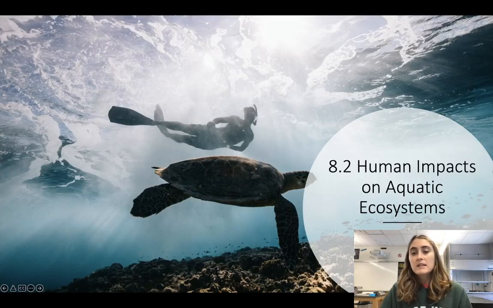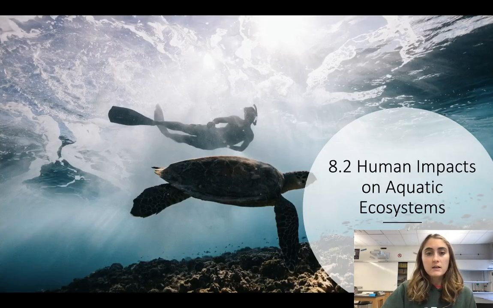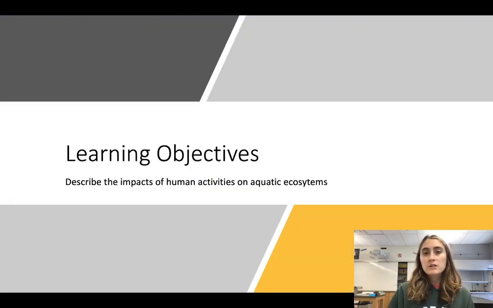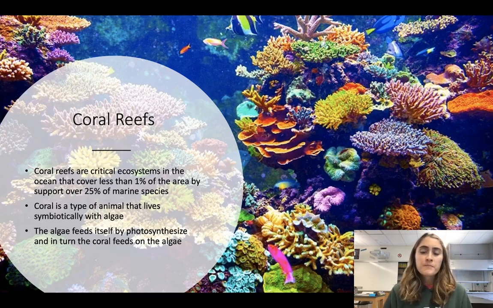Hi, welcome back. This is 8.2, Human Impacts on Aquatic Ecosystems. So our learning objectives for today are to describe the impacts of human activities on aquatic ecosystems. So the first one we're going to look at is coral reefs.